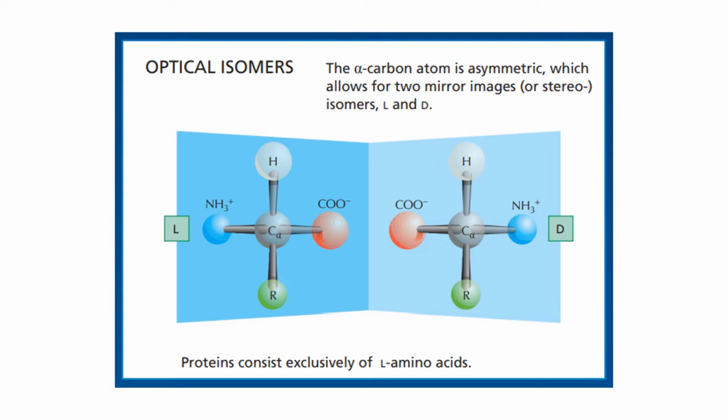Because of the alpha carbon, an amino acid is asymmetric, which allows for two mirror images or stereoisomers, L and D. Although most proteins consist exclusively of L amino acids, there are naturally occurring D amino acids. Some can be found on bacterial cell walls, and some are neurotransmitters.